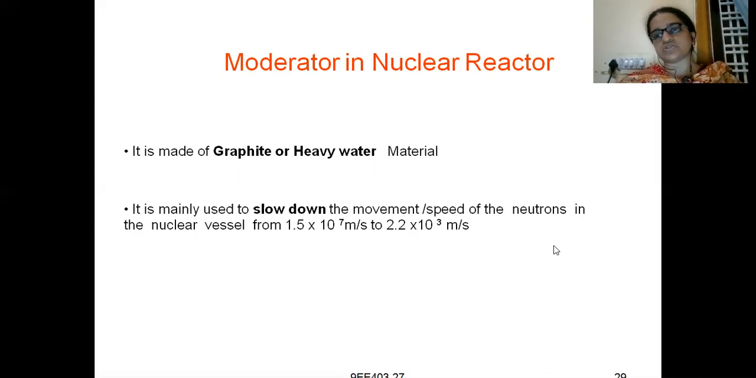Heavy water is also called deuterium oxide, whereas our normal water is H2O. Heavy water is just D2O, where hydrogen's isotope is deuterium with atomic number 1 and atomic mass 2. Heavy water or graphite acts as a moderator in a nuclear reactor.